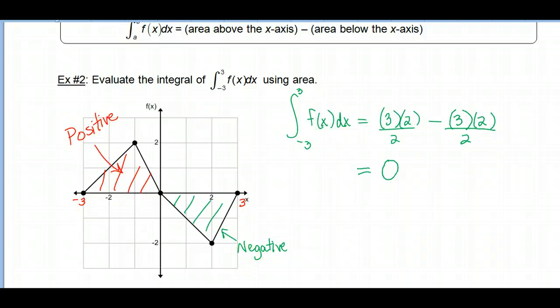Wait, but where does the dx go into? Okay, so the dx is just notation. The dx is just basically telling us to integrate what f of x is. So that entire thing equals area.